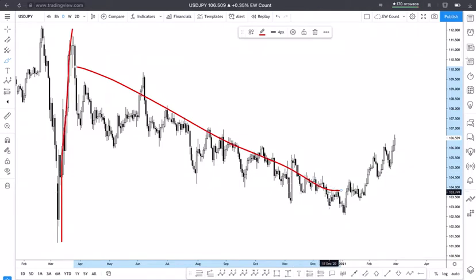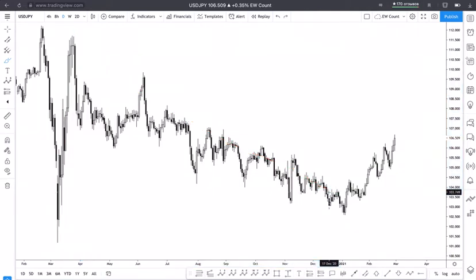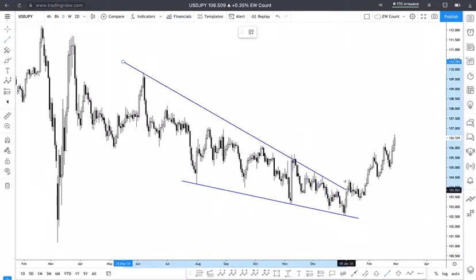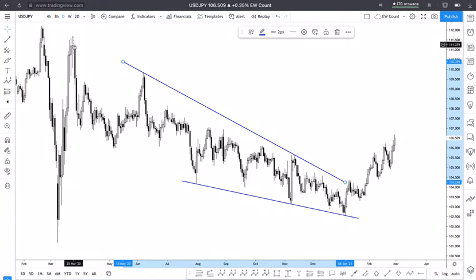Let's make it clean and remove these lines and add these two trend lines, this one and this one. So impulse, correction, and as you know, when correction ends, you can expect the next impulse in the same direction as the main trend. So our main trend is bullish.